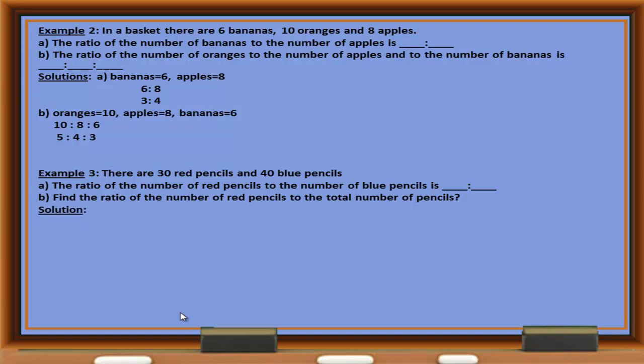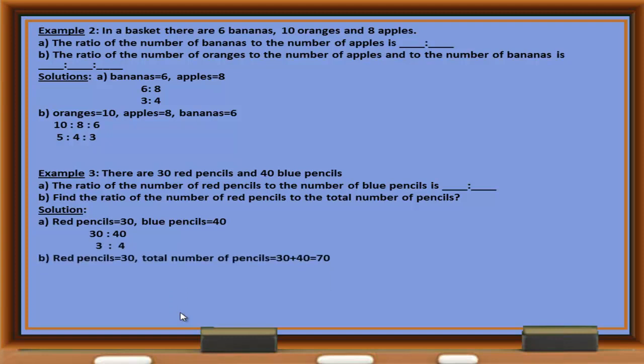Solution. A. Red pencils is equal to 30. Blue pencils is equal to 40. That is 30 to 40. Then we simplify it by 10. It will be 3 to 4.